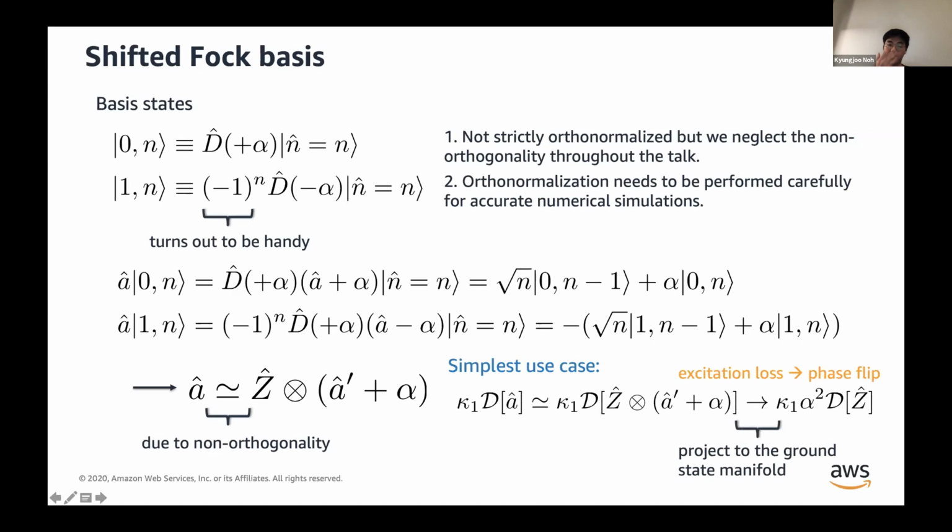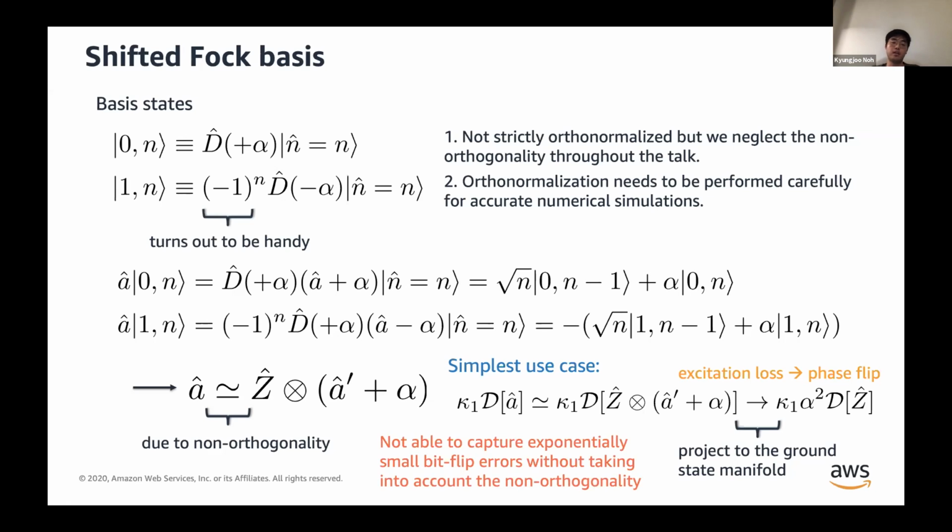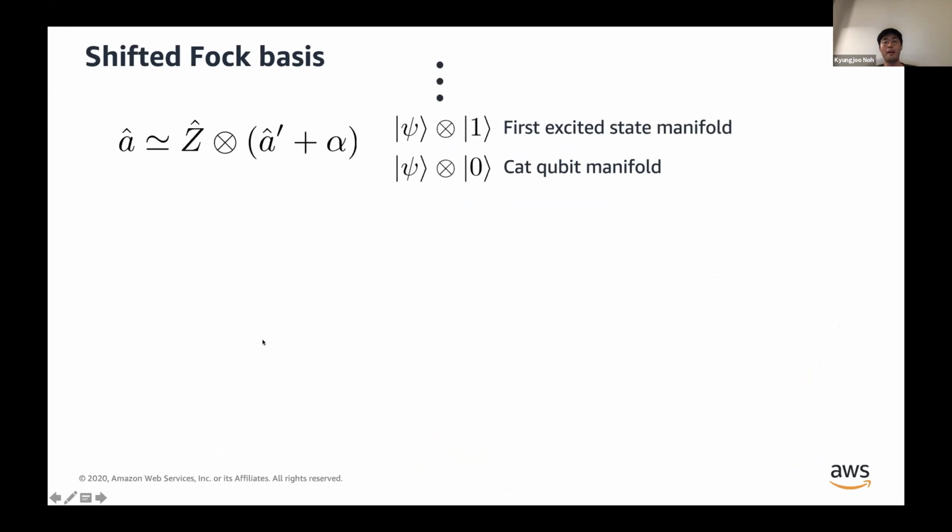So an immediate simple application of this is to understand what the single excitation loss is doing. As can be seen from here, we have this expression in the shifted Fock basis, and if we project this dissipator to the ground side of the cat-qubit manifold, then we end up getting this phase flip error with an effective phase flip error rate kappa 1 alpha squared, and we can immediately see that this bosonic enhancement factor comes into play. In other words, the higher the energy is, the more likely that we have this Pauli Z error. Again, I should emphasize that with this approximate expression, we cannot capture the exponentially small non-Z error rates. But this is not a fundamental issue. It could be taken care of.